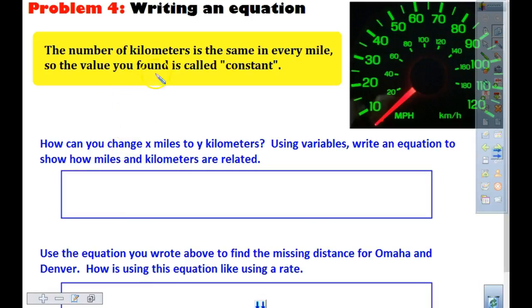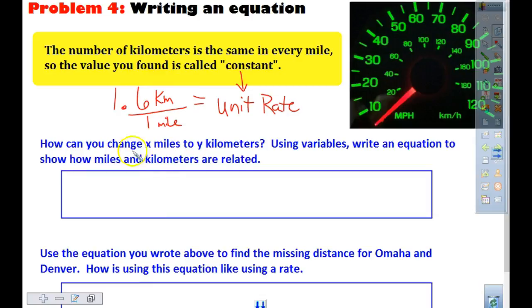And it says, okay, the number of kilometers in every mile is that constant. That constant is our unit rate, right? That constant rate, which in our case was 1.6. 1.6 what? Kilometers per 1 mile. That was my unit rate, okay? So, I know that 1 mile is about 1.6 kilometers.